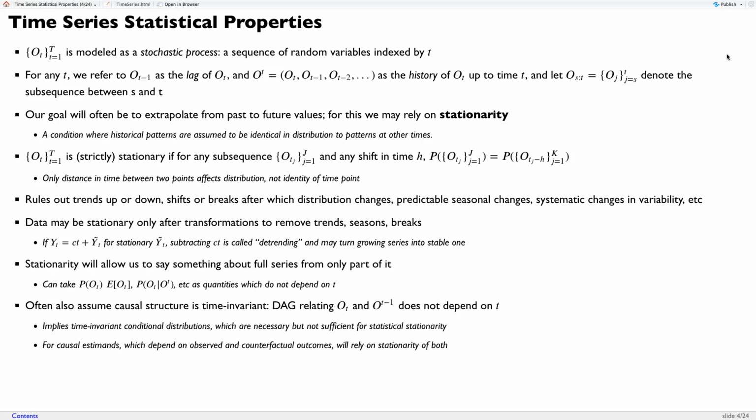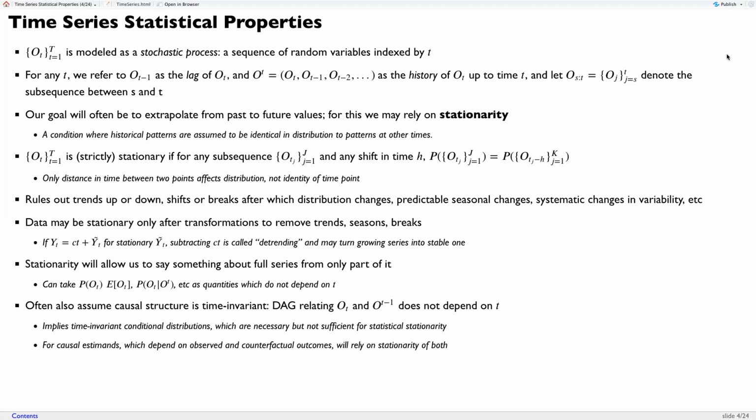And so, introducing some notation, we will refer to relationships between variables by adjustments in the index. So O_{t-1} will be referred to as the lag of O_t. And so this might be for an arbitrary index t. This is whatever happened the period before.